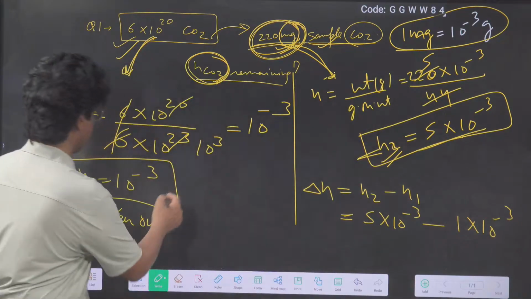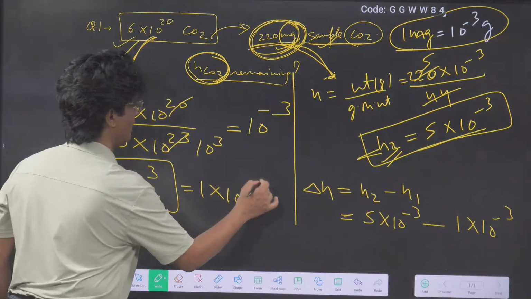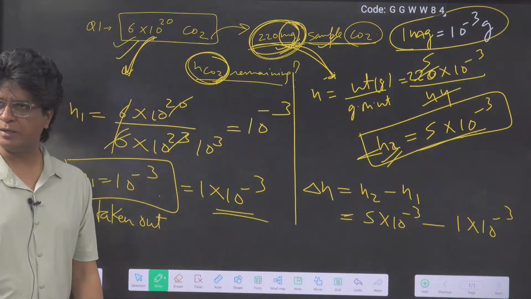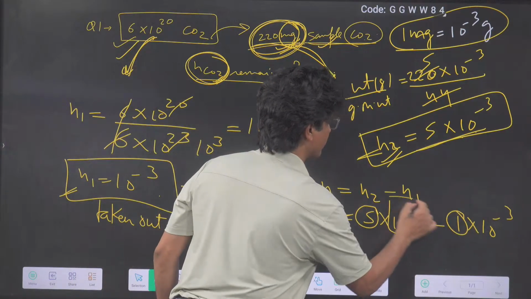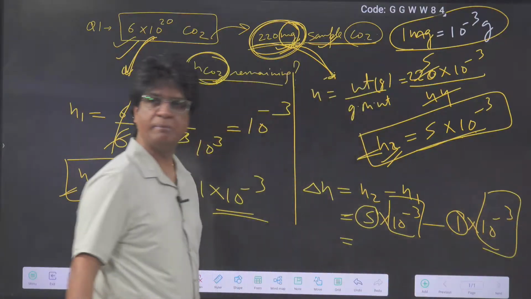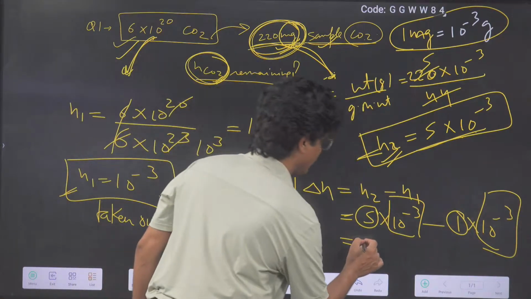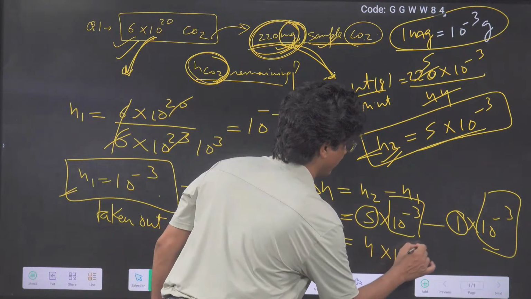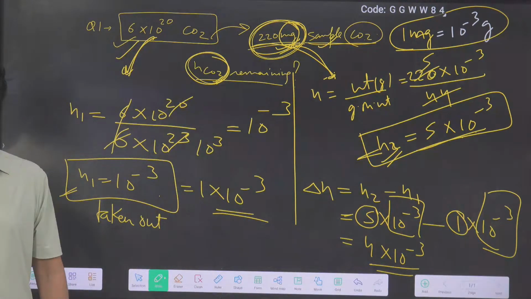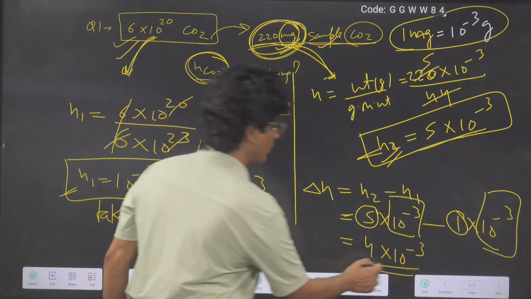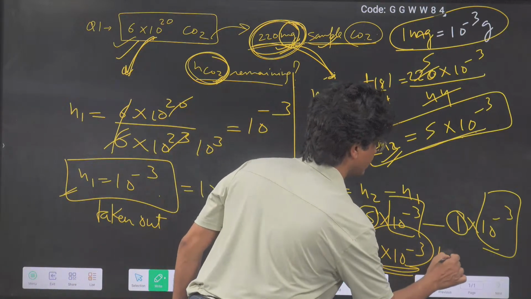I believe I can write this down as 1 into 10 to the power of minus 3, in case you are getting confused. Now 5 minus 1, and 10 to the power of minus 3 is common. So this will be 4 into 10 to the power of minus 3. Is that clear or not? So the answer is 4 into 10 to the power of minus 3 moles.